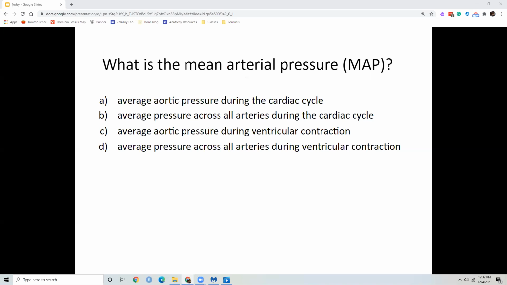I think this is our final poll question. Okay, so we want to remember what our mean arterial pressure is.